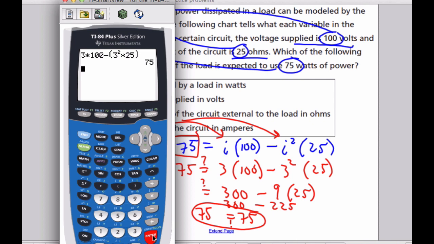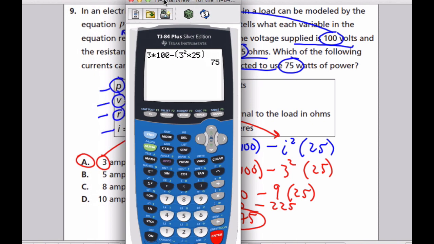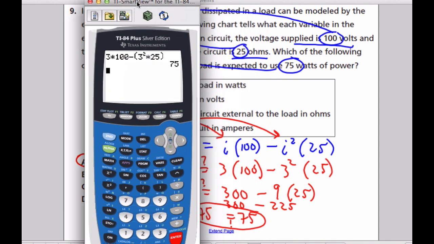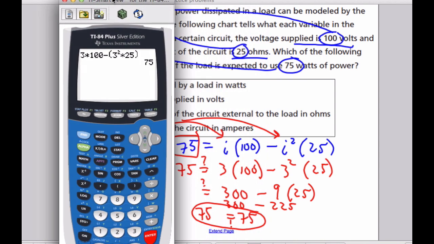Let's say my answer wasn't true and you have to try the next number. Let's try the next number, which was, let's see what it was. The next number was 5. So I'm going to try 5. Let's just say it didn't work. I just want to show you a trick. I can just do second enter, and what I typed in last comes back up. So I don't have to retype this whole equation.